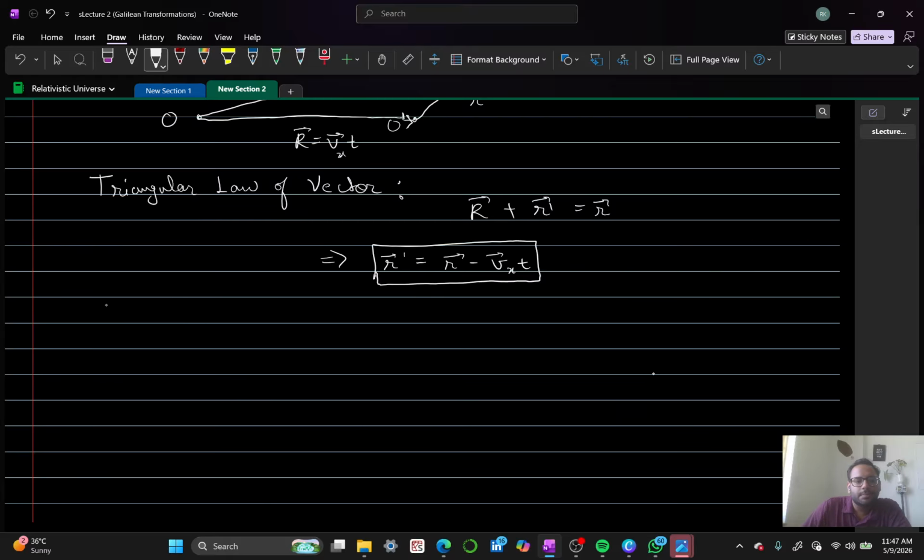There is something else we consider in Galilean relativity, that is the absoluteness of time. You can consider it as the first postulate of Galilean relativity or Newtonian relativity. In this, Newton considered that time is always absolute.